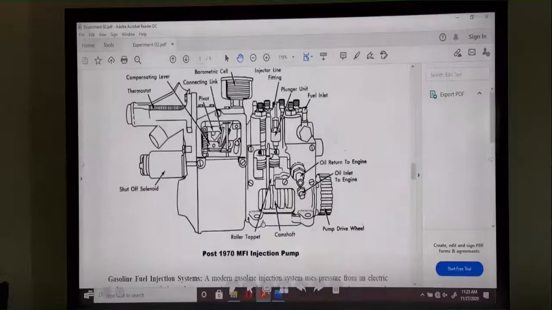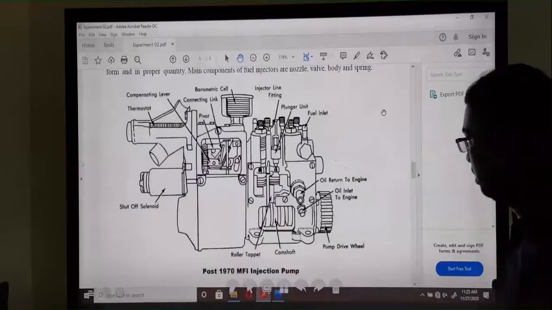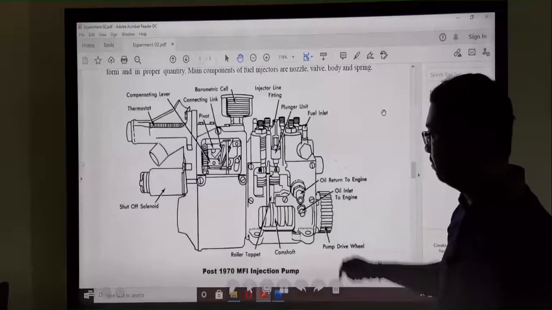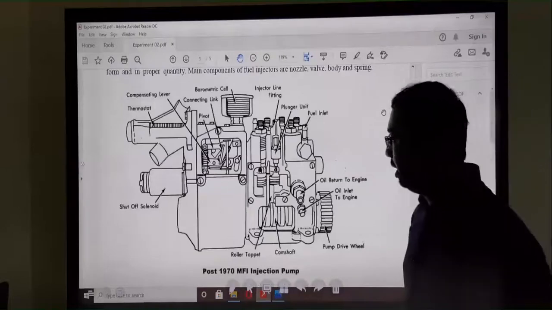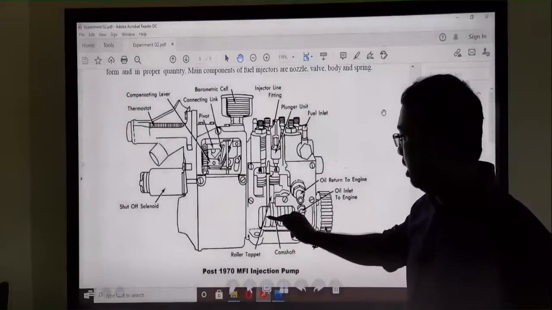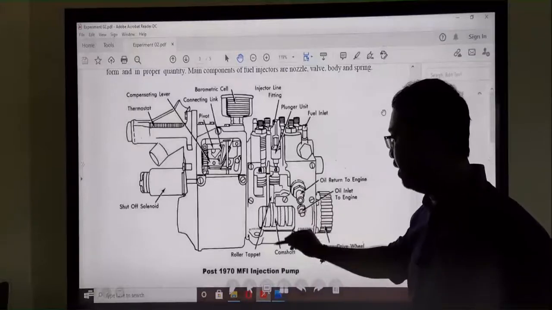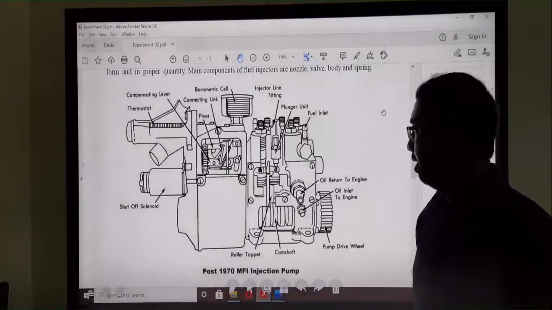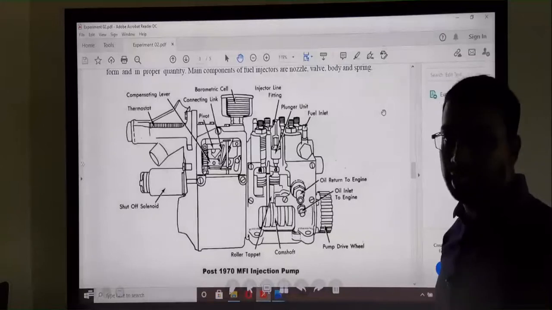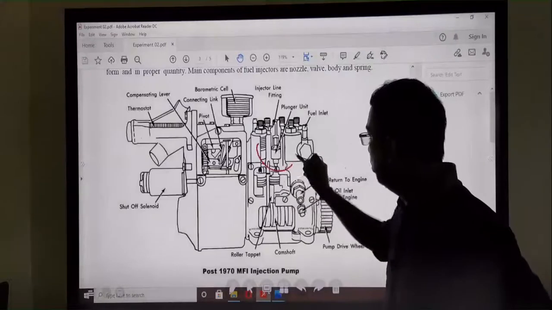So we can see the construction of the diesel pump. This is the pump drive wheel. This is the same as the valve. That means this pump is connected with the camshaft. Some of the pumps are indirectly connected with the crankshaft. So here there is a plunger unit.